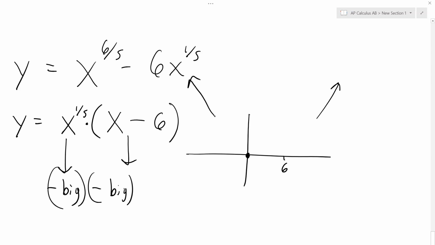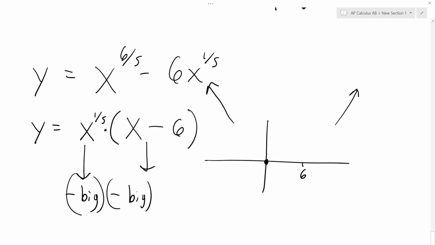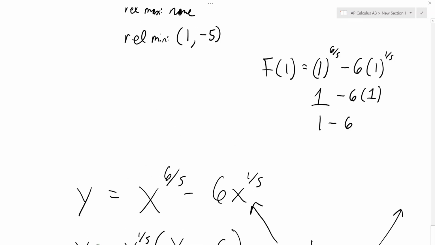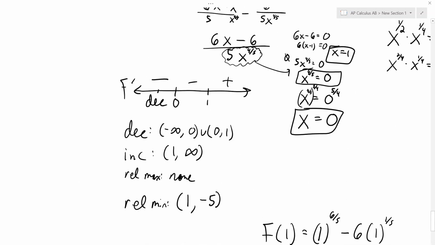That's what I know. So right away, I know this graph should be decreasing on the left and increasing on the right. Look at my number line. Negative on the left, positive on the right.